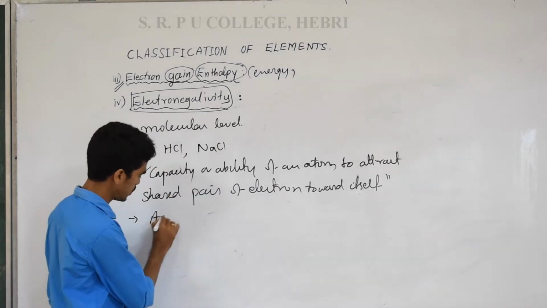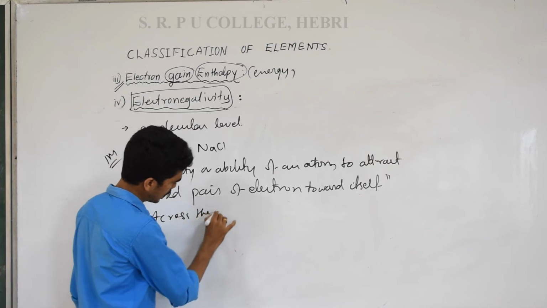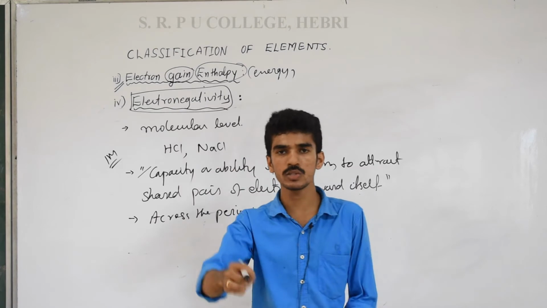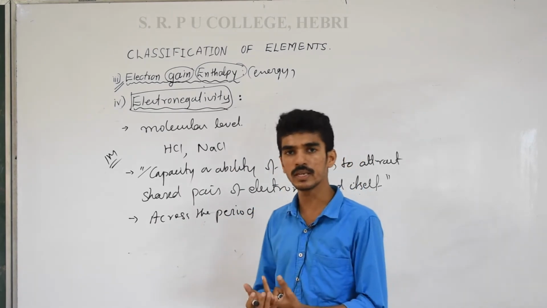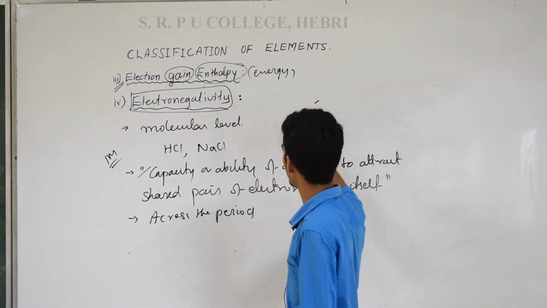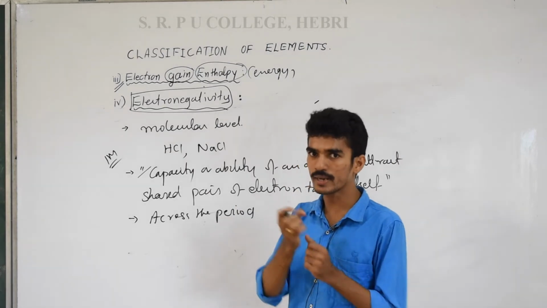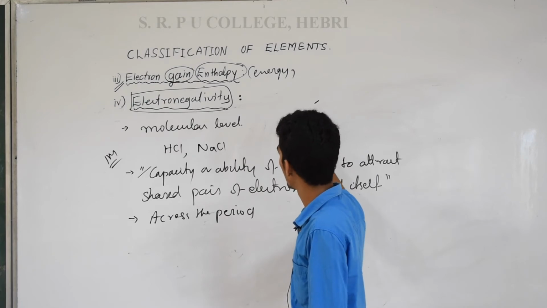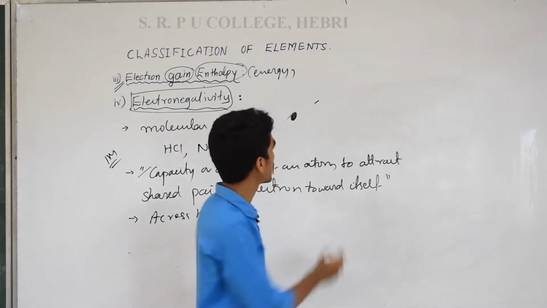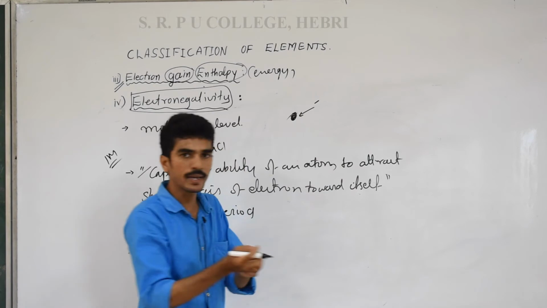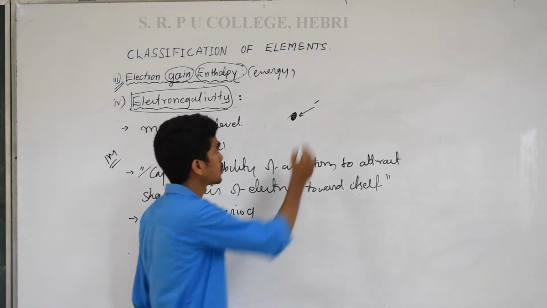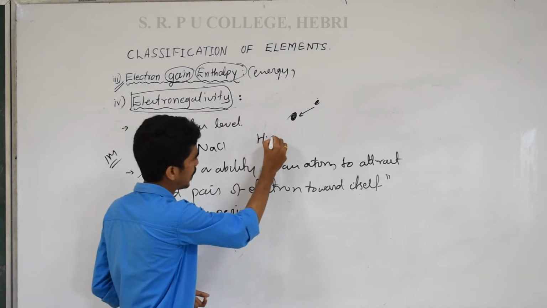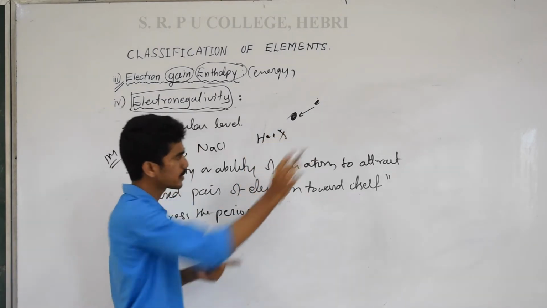What happens across the period? Once the atom has the capacity to attract towards itself, when does it happen? Here there is an iron piece. We want to attract it with something. Will placing another iron piece work? No, you should place a magnet. When you bring a magnet near, the iron piece is attracted towards it. Same concept here also. Electronegativity means what? Attraction of electrons towards X, which can be any element.